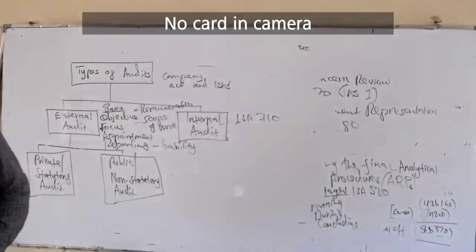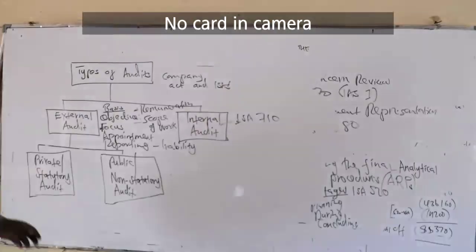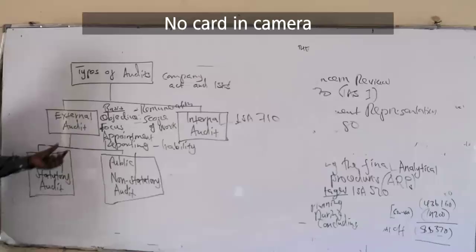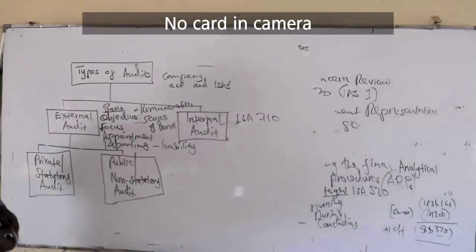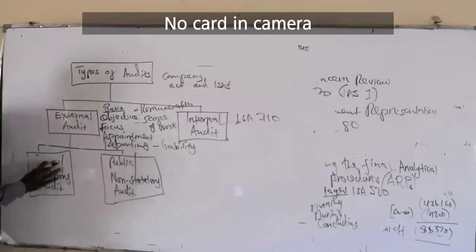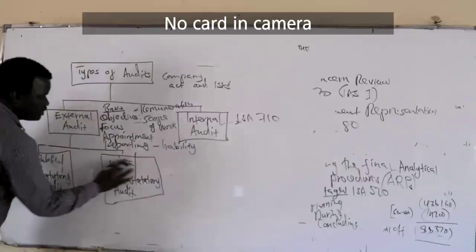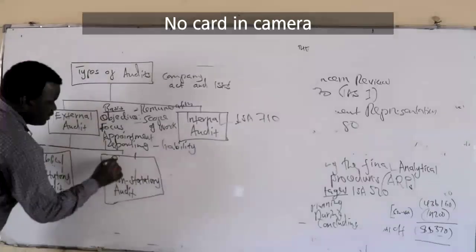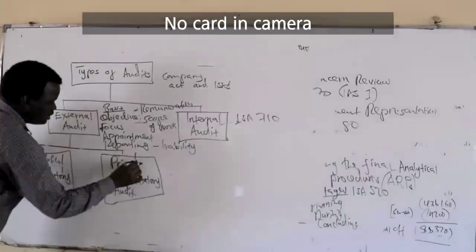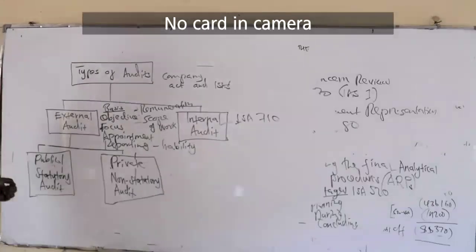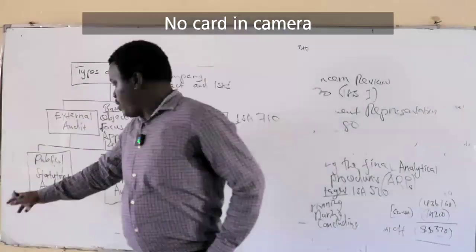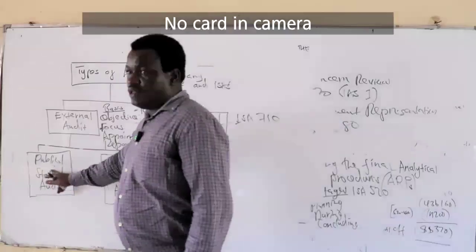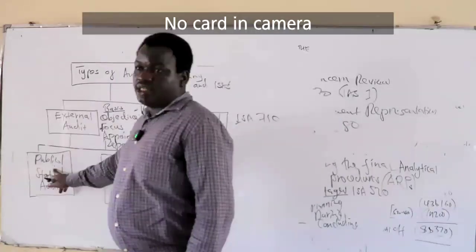But we did also mention that external audit is either public or private. The public one is known as the statutory audit. So this is done as a legal requirement. This is a mandatory audit for the limited liability entities.